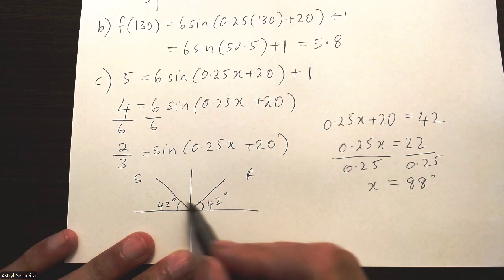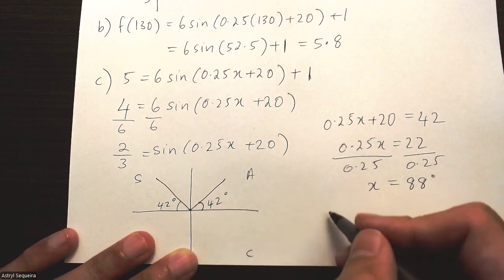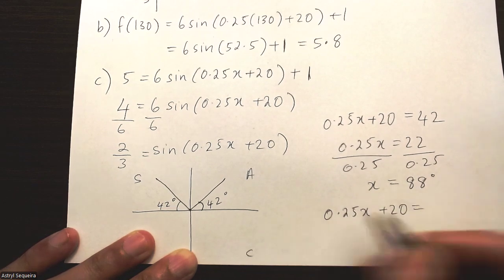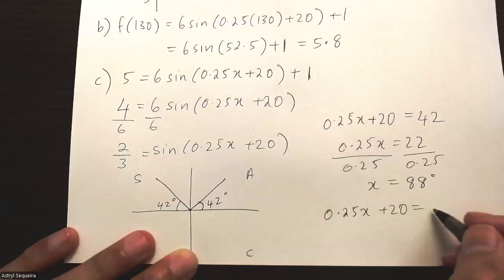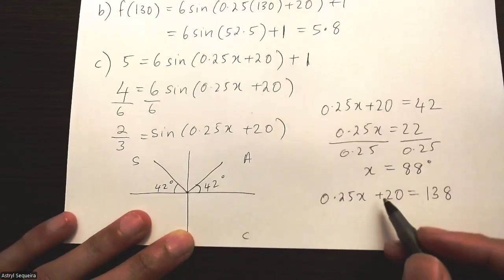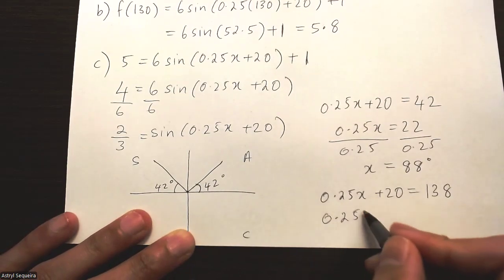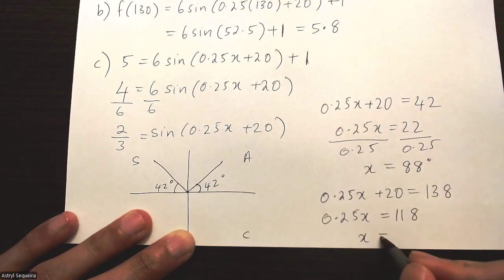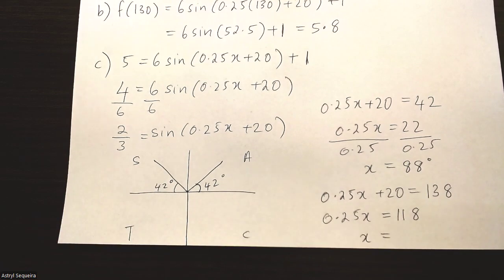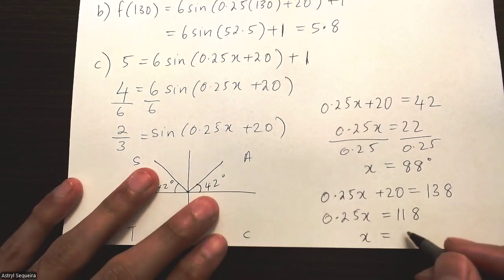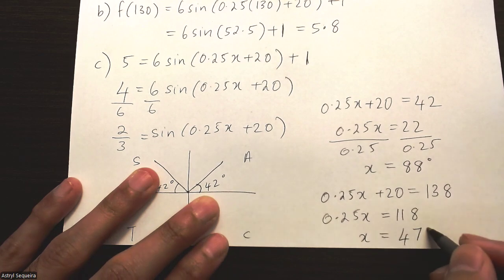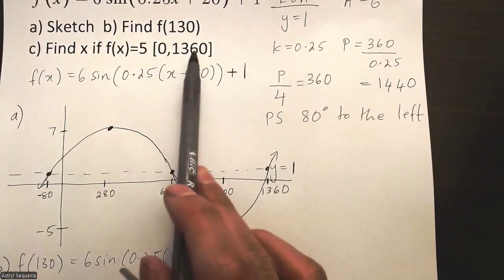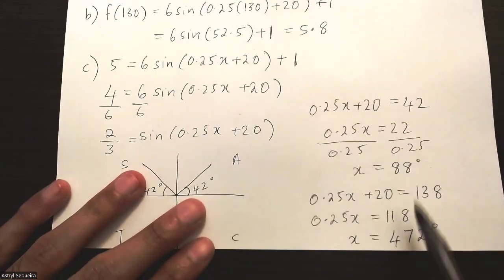So on the second quadrant, my principal angle is 180 minus 42. So 0.25x plus 20 equals 180 minus 42, which is 138. I'll isolate for x again. So 0.25x equals 118. And then I'll divide by 0.25 on both sides again. I'll get my second solution to be 472 degrees. Now, both these solutions are between 0 and 1360, so they are both valid.